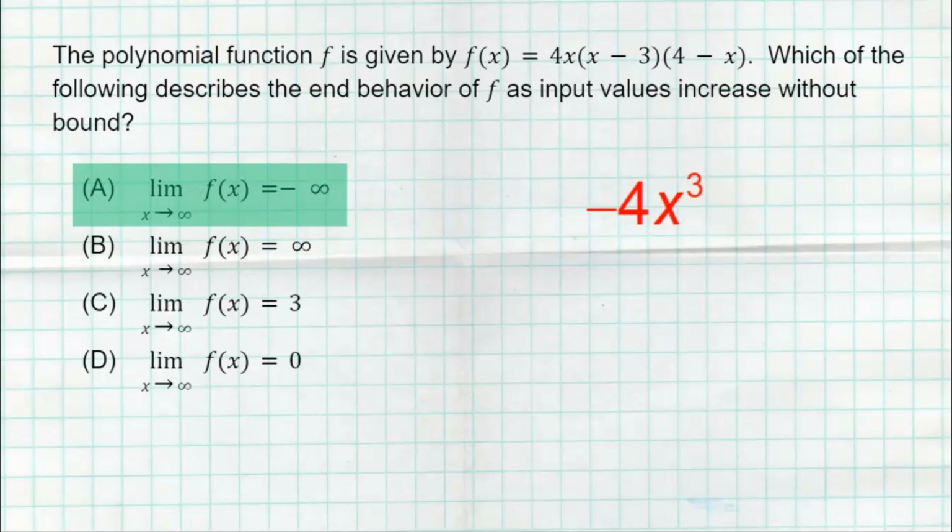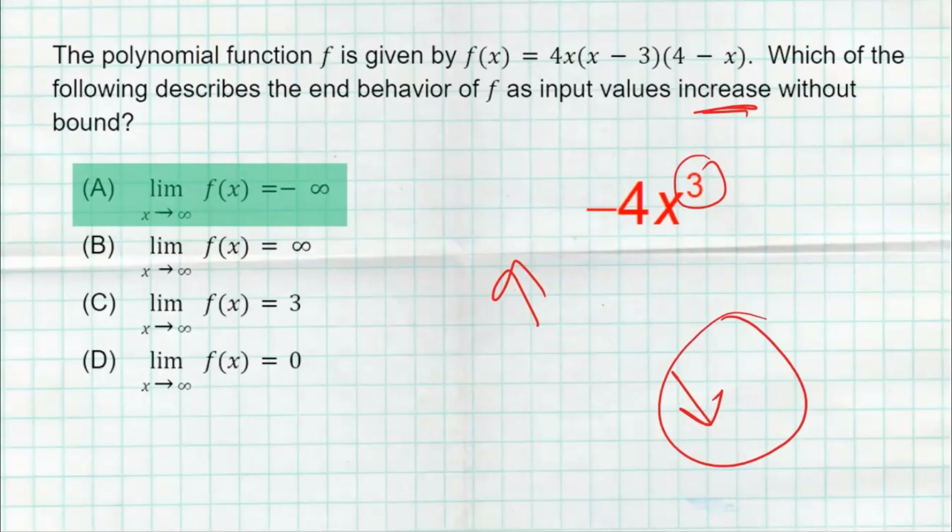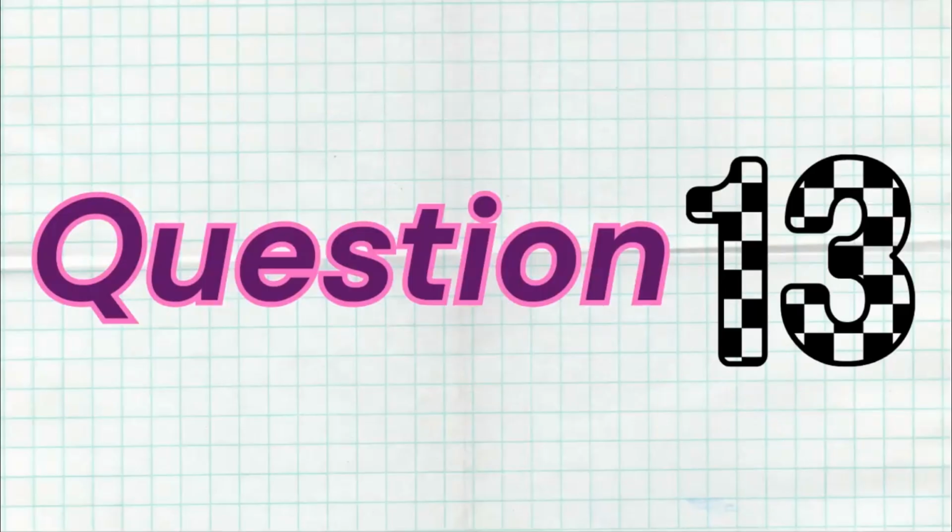Now this is odd. An odd degree means one side's up and one side's down. Okay, which one is it? Well, negative leading coefficient means that the right side is down and the left side is up. So that's how we can figure out the end behavior very, very quickly. So the end behavior as x increases without bound to the right is going to be down towards negative infinity.